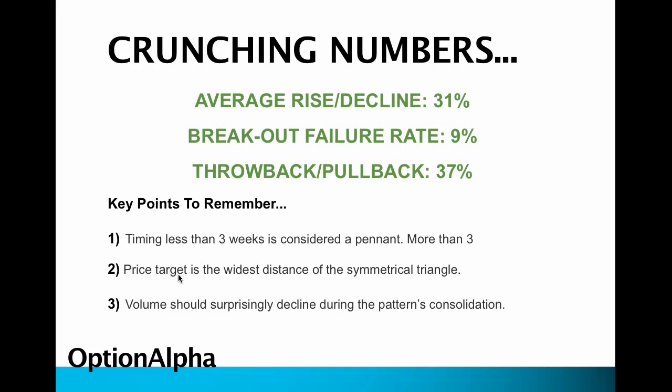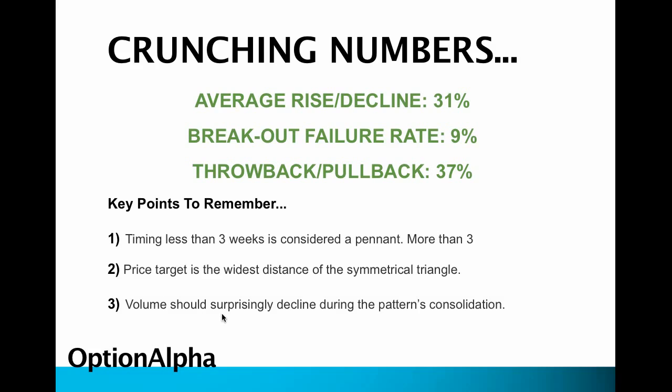The price target for this triangle after the breakout is the widest distance of the symmetrical triangle. So that first widest base, as the triangle's turned on its side, is about how far the market will move. And again, you can see it's about 31%. So you can probably roughly estimate that the widest part of your triangle is going to be around that area.